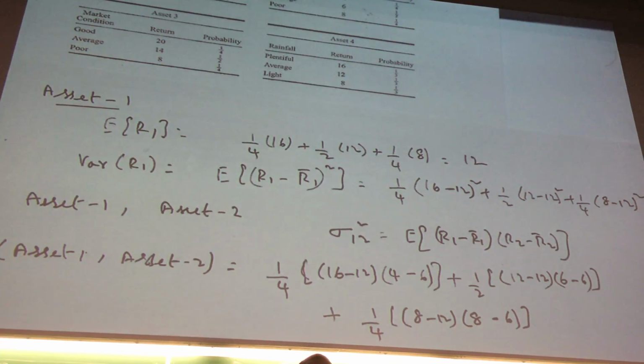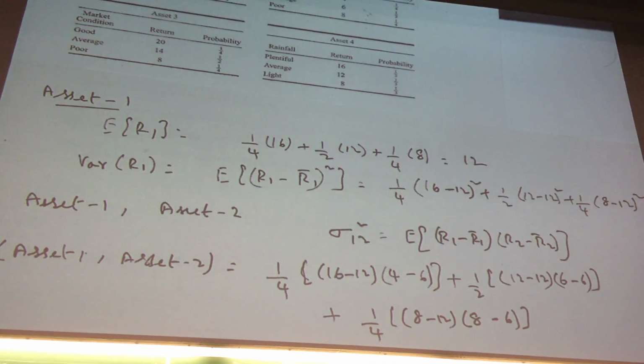And correlation, you know how to do that. Divide by the standard deviation of the first one and the standard deviation of the second one. If you can do that, you get the required answer. What's the answer here? Covariance of asset 1 and asset 2, we have calculated. Okay. So I think you can do all these things similarly.